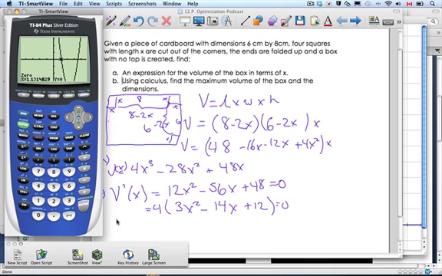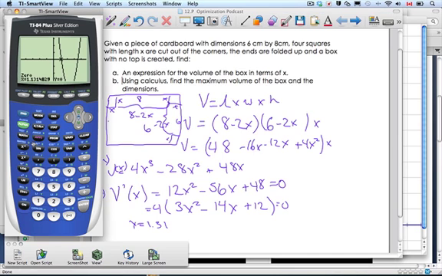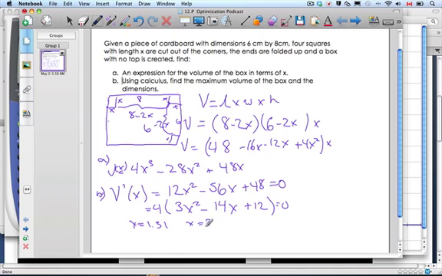And so I get 1.31. So x equals 1.31 to 3 significant figures. Next one, we're going to go second, trace, zero. Left bound, we'll say 2, right bound 4, and I guess at 3. And so the other one is x equals 3.5, I think. So there are our x values.